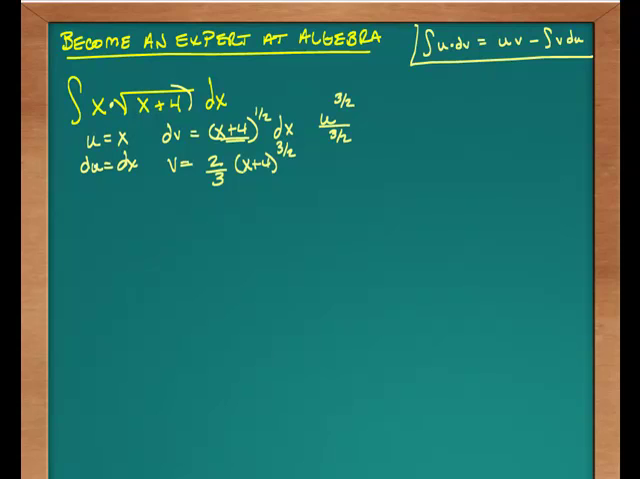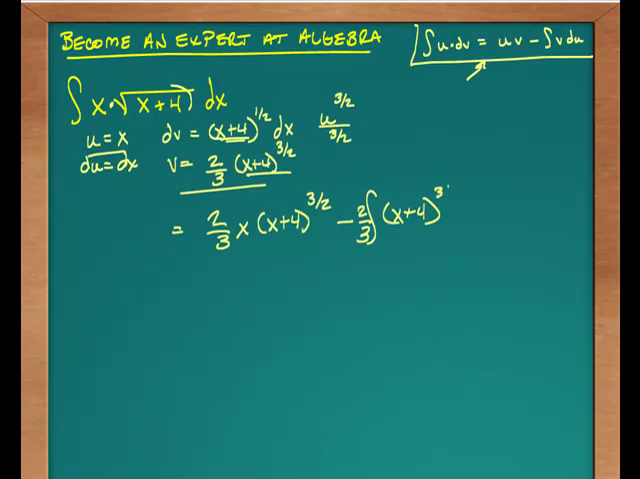And now we have all the components we need to fill in our formula for integrating by parts. So we have u and v, and we're going to put those together. You have 2/3 times x times this factor here. So we'll write that: 2/3 times x times the factor of x plus 4 to the 3/2, minus the integral of the v. Well, the constant of 2/3 can come out, so we'll put it right over here. And we have x plus 4 to the 3/2 and du, which was dx.